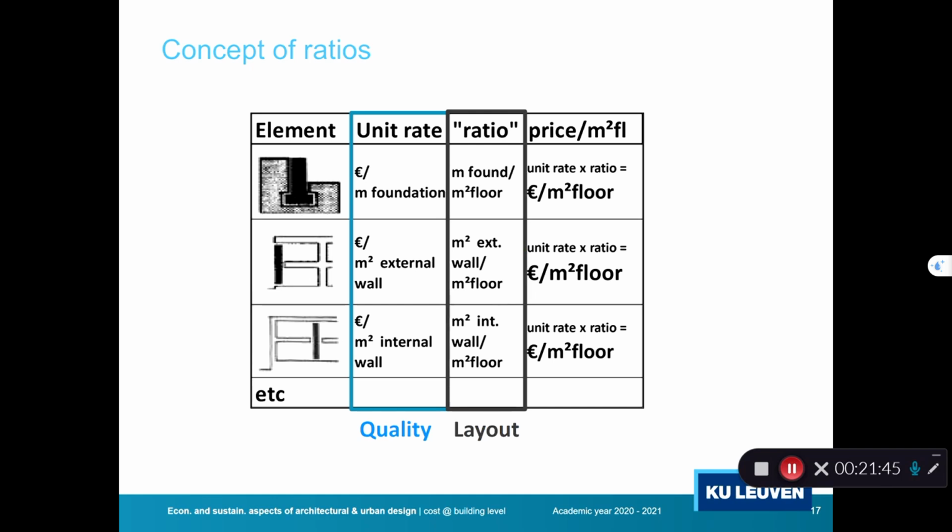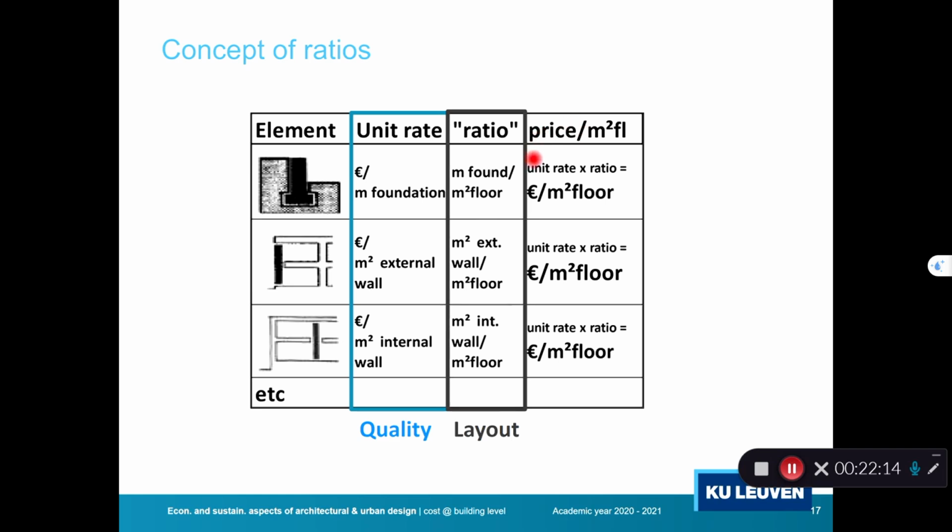So by splitting up, in an element table, the unit prices and the amount of a certain element per square meter of floor, so the layout influence, it enables you to detect the cause of a high cost. Either it is because you chose a very expensive technical solution, or it is because of a layout choice.